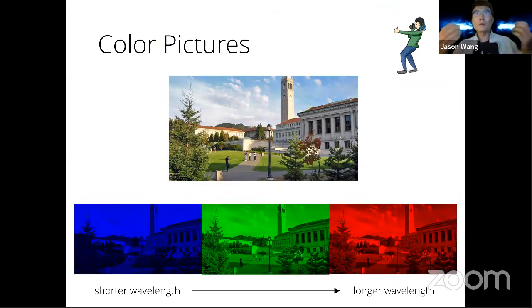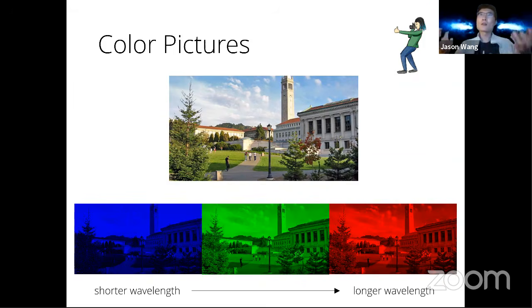photos. You're probably used to taking color photos with something like your camera or your phone. Your photos are in the visible usually, and these photos are actually a composite of 3 separate images. So when you take a photo with your camera, say this photo of UC Berkeley, where I did my PhD, your phone is actually taking 3 separate photos, one at a short wavelength, a blue wavelength, one at a medium wavelength, a green wavelength, and one at a longer wavelength, a red wavelength. And it combines these 3 images together to produce a color photo.